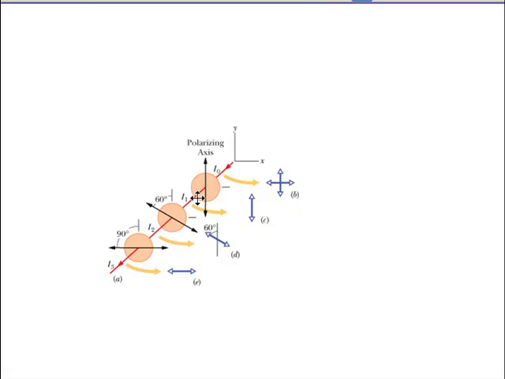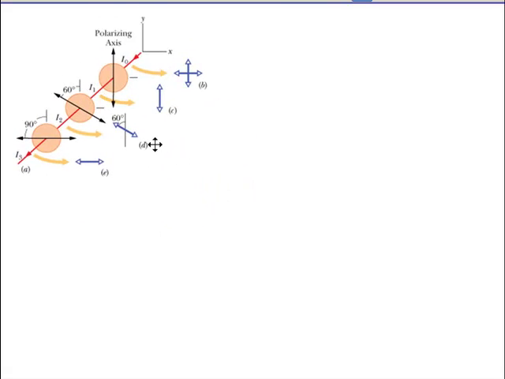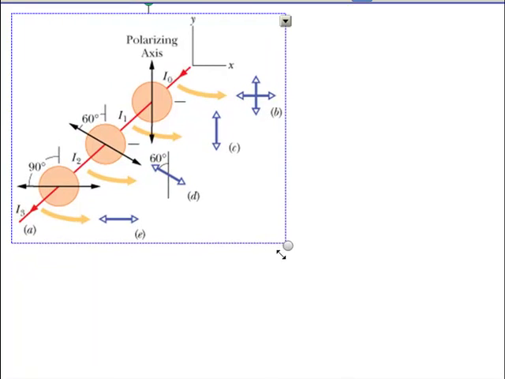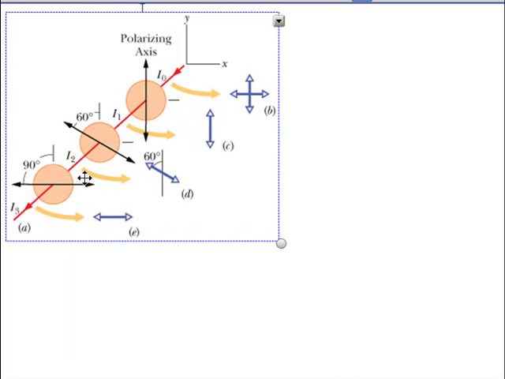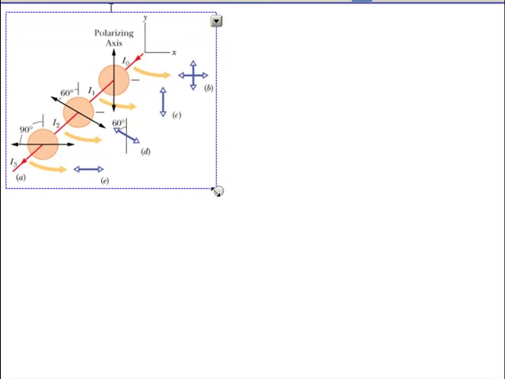So let's consider this problem. I have 3 different polarizers. I start with unpolarized light. It goes through the first polarizer, then the next polarizer is 60 degrees from the first one, and the next polarizer is 90 degrees from the original one, or 30 degrees from the middle one. So let's find out what each of those intensities are.